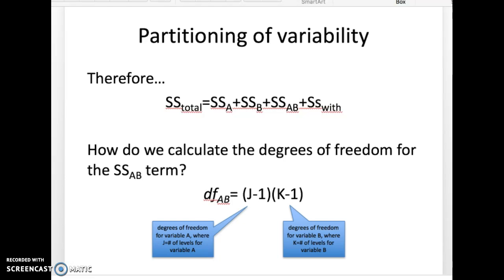So sum of squares total is equal to the sum of squares for factor A, plus sum of squares factor B, plus sum of squares interaction term, plus sum of squares within. And how do we calculate the degrees of freedom for our interaction? We take the degrees of freedom for variable A, where J is equal to the number of levels for variable A, so that's a carryover. And we multiply that times the degrees of freedom for variable B, where K equals the number of levels for variable B. So if J has 3 and K has 3, then we have 2 times 2 is 4.